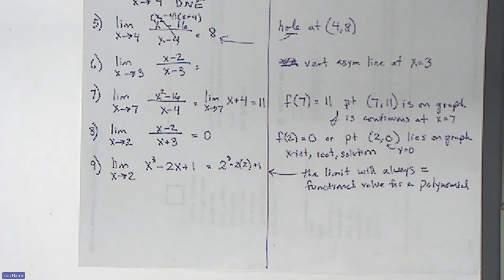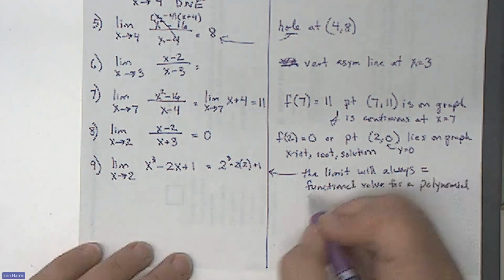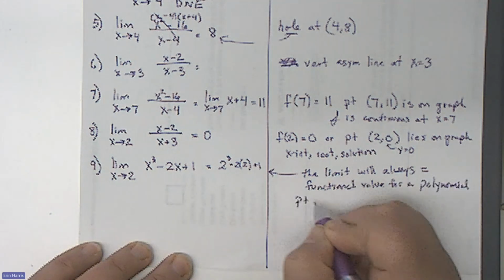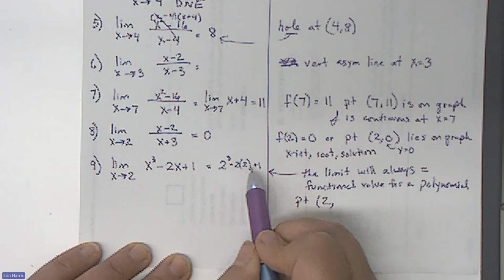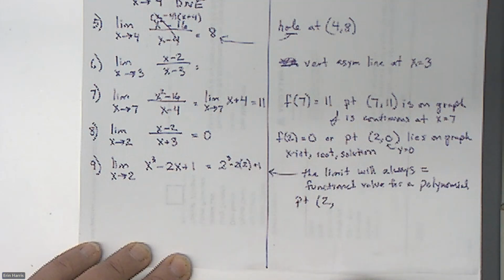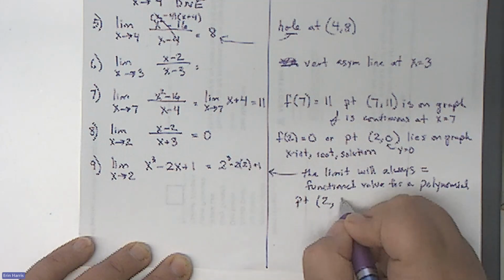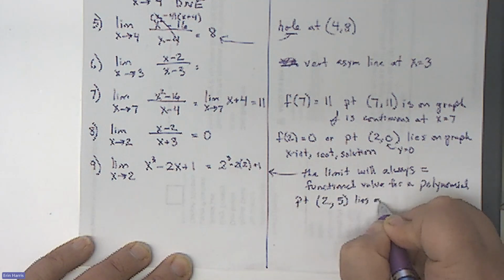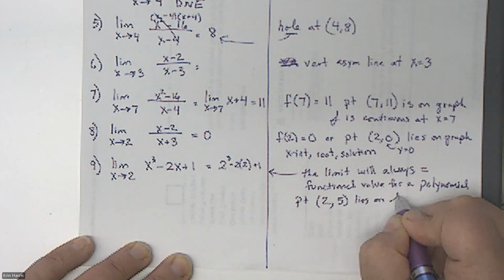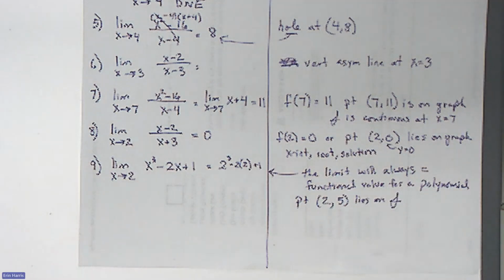Because there's no holes, there's no vertical asymptote lines, nothing interesting is happening. So here we've got the point: 2, let's see, 8 minus 4 is 4 plus 1 is 5. So the point (2, 5) lies on the function, lies on f.